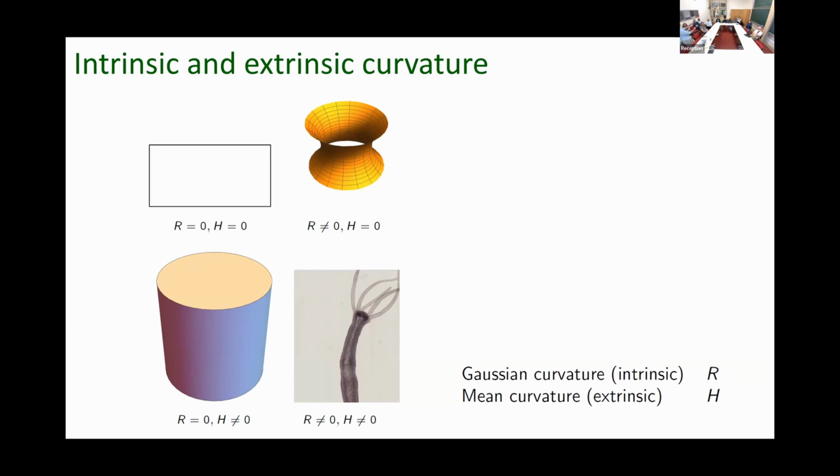These objects have zero mean curvature everywhere, but non-zero Gaussian curvature. So even though this object looks curved, it has zero mean curvature. So we can't say that just because an object looks curved, it has mean curvature. That's not necessarily the case. So in this example, we have Gaussian curvature but zero mean curvature.